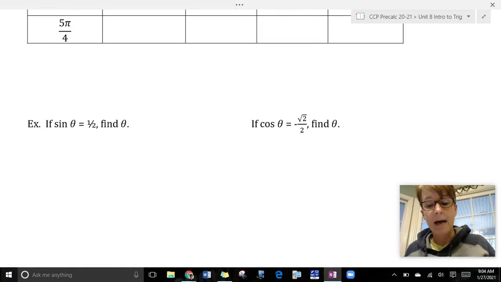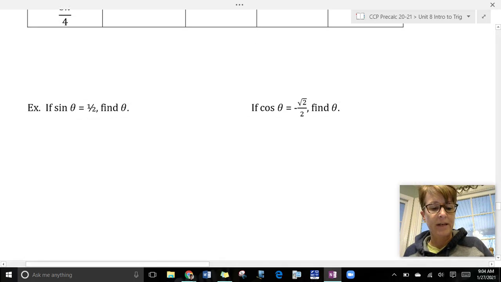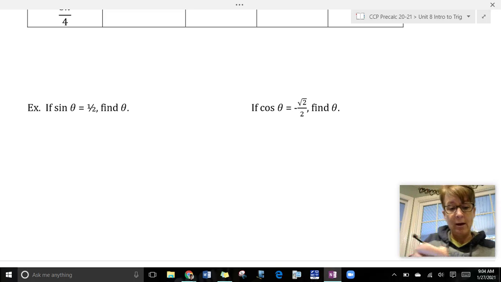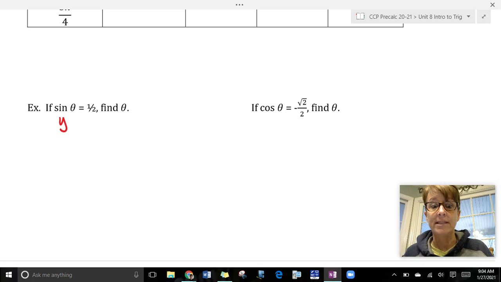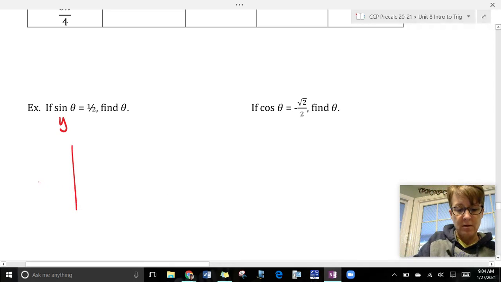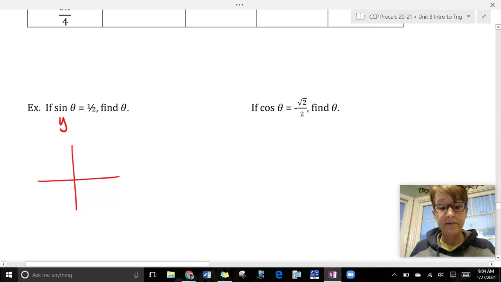Okay, so let's go backwards a little bit. So if the sine of theta is 1/2, find theta. Now remember, all this means is that the y value of an ordered pair is 1/2. I want to know what angle or what angles have a y value that's 1/2. So if y is going to be a positive number, I know I'm going to be in the 1st quadrant and in the 2nd quadrant.